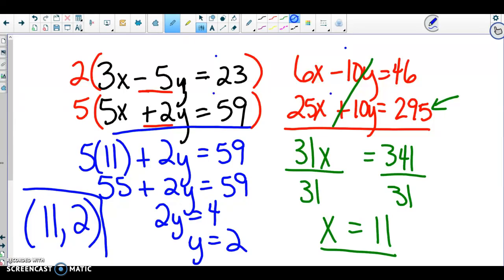All right, that's the elimination method. Remember, you can also double check yourself with Desmos to see if you're doing it right.